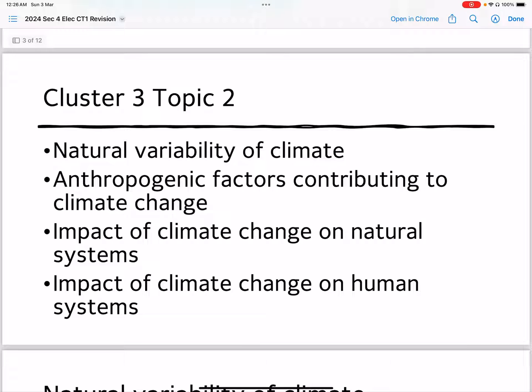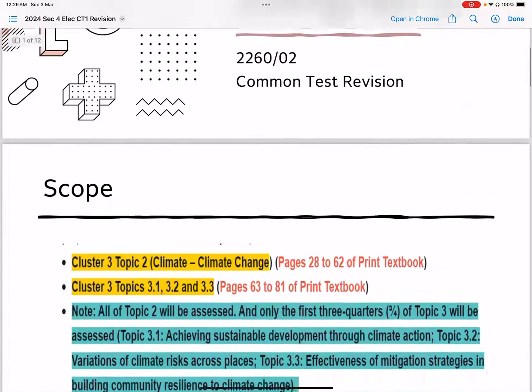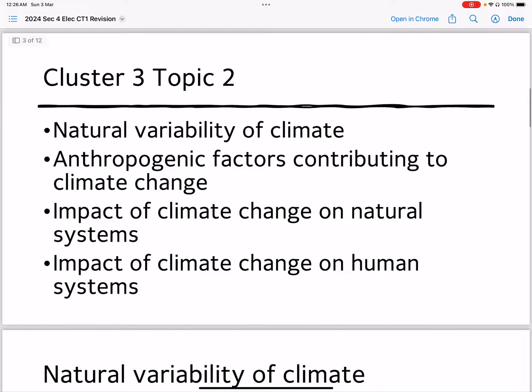So the first one, we'll be looking at Cluster 3, Topic 2. What are we looking at? The general focus will be on these four main areas: natural variability of climate, then moving on to anthropogenic factors contributing to climate change, before looking at the final two areas, which are the impact of climate change on natural systems, and then later on human systems.